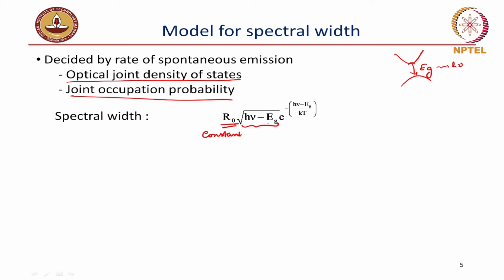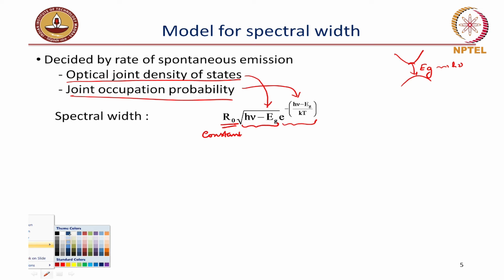There is also an exponential factor here, which comes from the probability. So Fermi statistics gives you this term, and the EK diagram gave you this term. Your emission probability is actually the square root of (h nu minus Eg) times exponential of minus (h nu minus Eg) by kT. Now, if I try to plot this function, how is that going to look? Let's take a minute to visualize this.